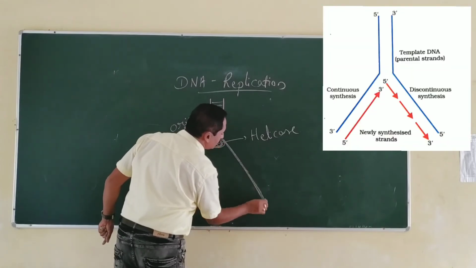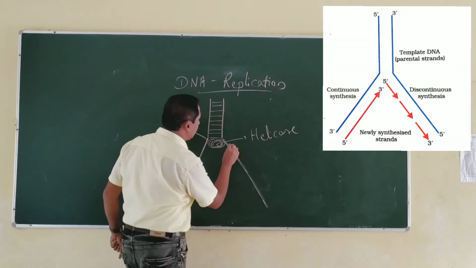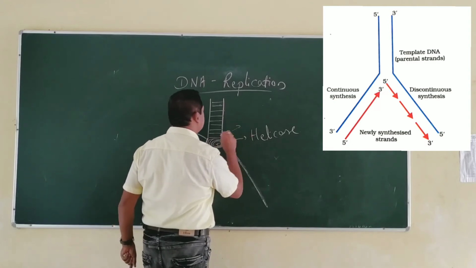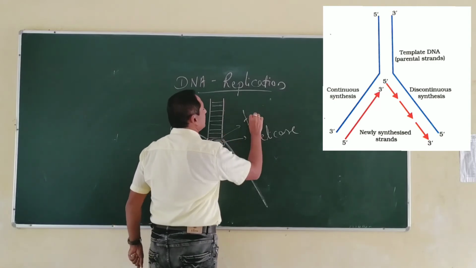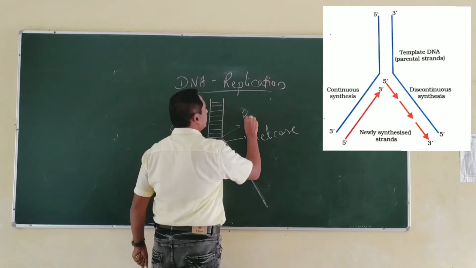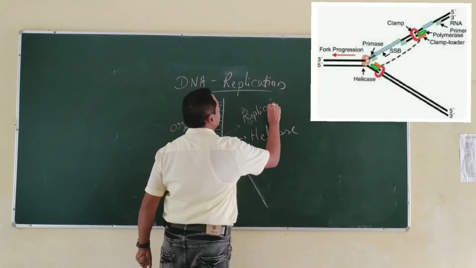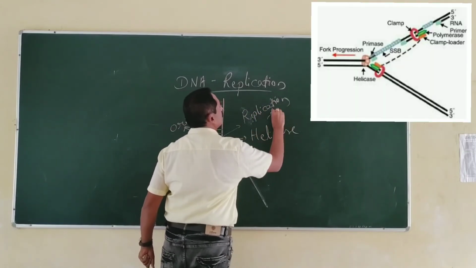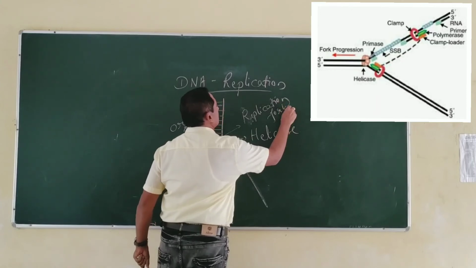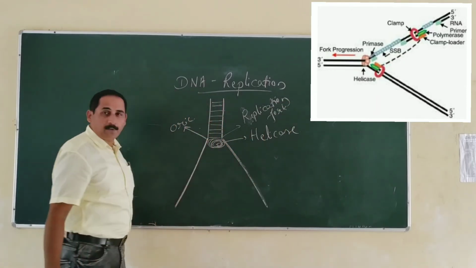It opens up into a Y-shaped fork. This Y-shaped fork is called the replication fork. This is the fork point. So it is called the replication fork.